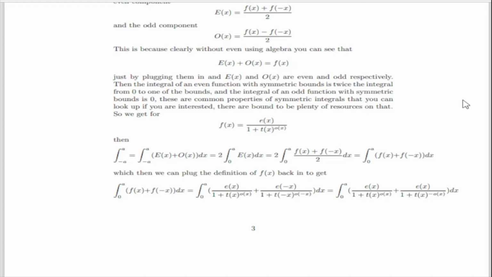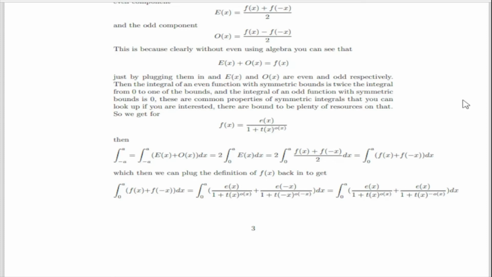Then the integral of an even function with symmetric bounds is twice the integral from 0 to one of those bounds. And the integral of an odd function with symmetric bounds is 0. These are common properties of symmetric integrals that you can look up if you're interested. There are bound to be plenty of resources on that.